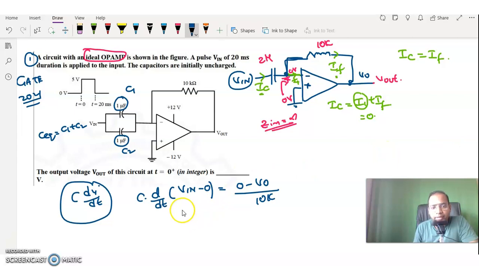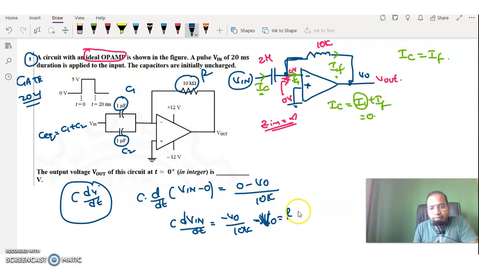So now how can we represent this one? Means C dVn by dt is equal to minus V0 by 10k. And from this one we can write that V0 is equal to, let's take this 10K, whatever the 10K is mentioned, let's take this one as R. Okay, so now I can write V0 is equal to R into C into dVin by dt. Okay, it is the expression I got.